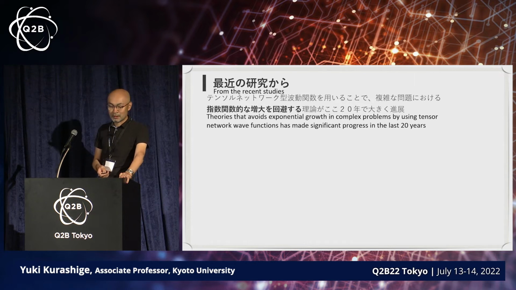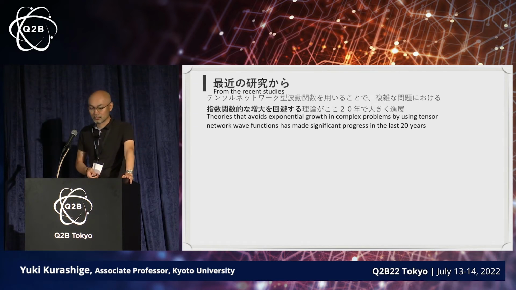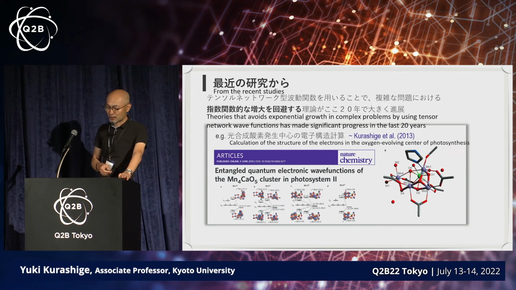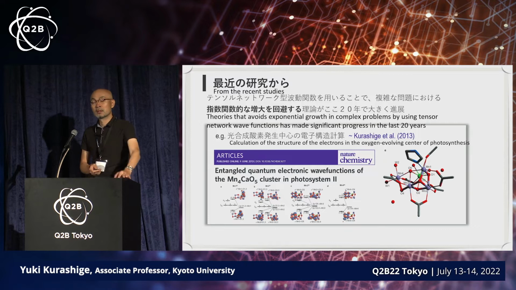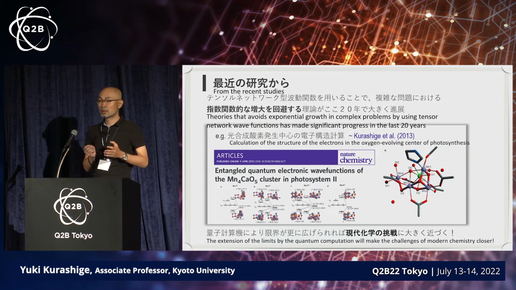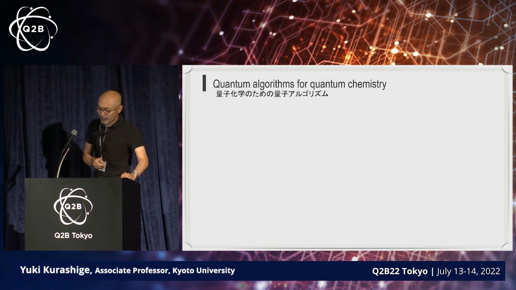But what has been our approach so far? For many decades we have been working very hard on this issue. A recent progress is the use of tensor network wave functions. With that, the size of the issue that can be handled is bigger. One outcome of the main research is this calculation of the structure of electrons in the oxygen evolving center of photosynthesis. So we can go a bit beyond the limit with this mathematical approach. However, if we want to know it in a more quantitative manner, this tensor network is not sufficient. With quantum technology, we can expand the limit, and if that becomes possible, we can contribute greatly to modern science. That's something I am expecting.